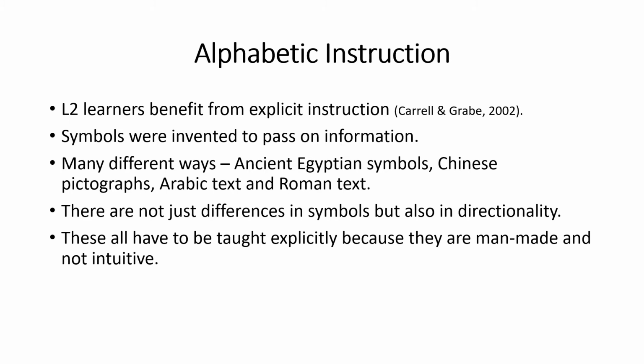Many different ways were invented. For example, ancient Egyptian symbols, Chinese pictographs, Arabic text is different, Roman text is different. They are not just different in symbols, but also in directionality. So Urdu starts from right to left, but English starts from left to right. So all these things need to be taught explicitly because these are man-made. They are not natural that children are going to pick up automatically. So we need to teach them explicitly.